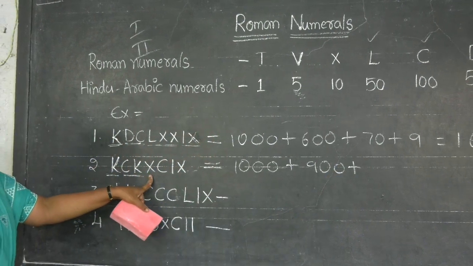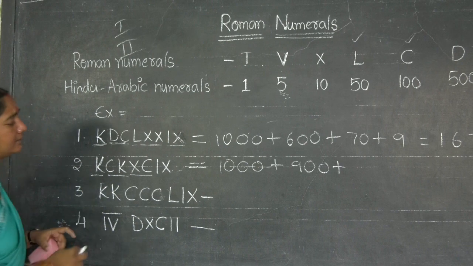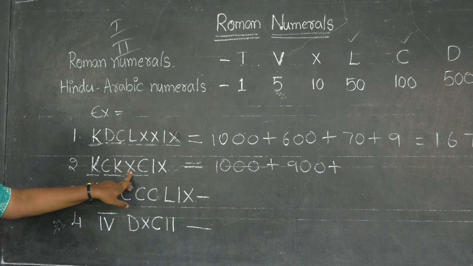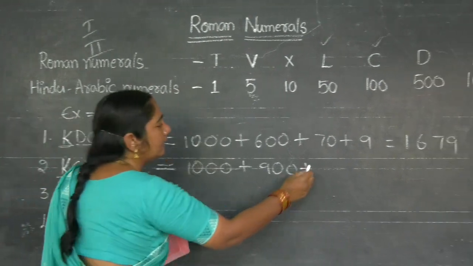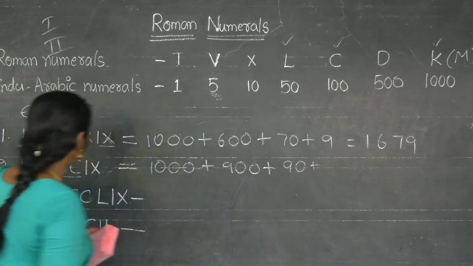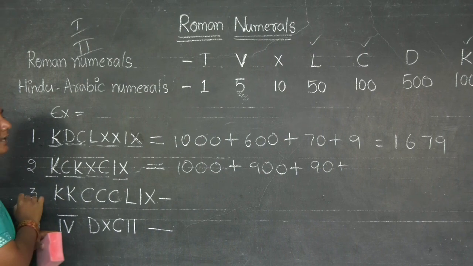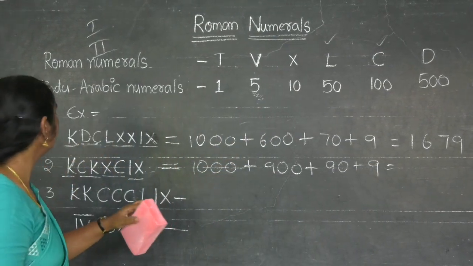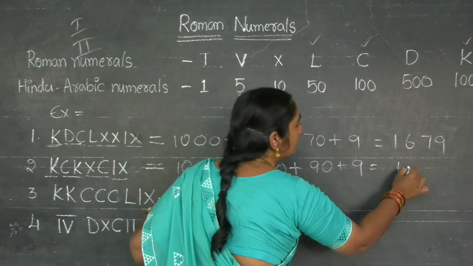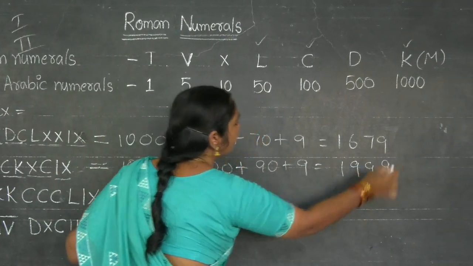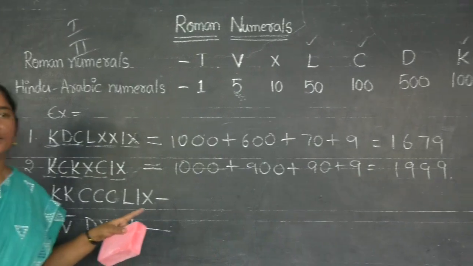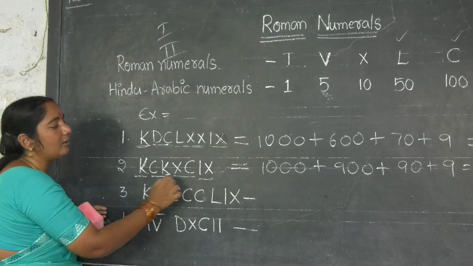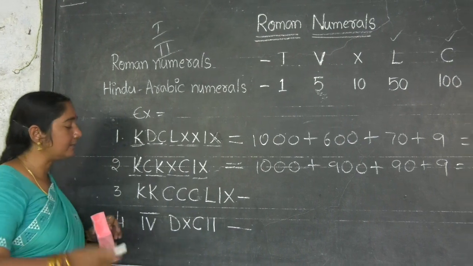Now see. This is the next place. Means C is 100. 100 minus 10. That is 90 plus. This is 9. So now the number is 1990. I think now you are understanding how to break it. Please try to understand. This comes with practice.